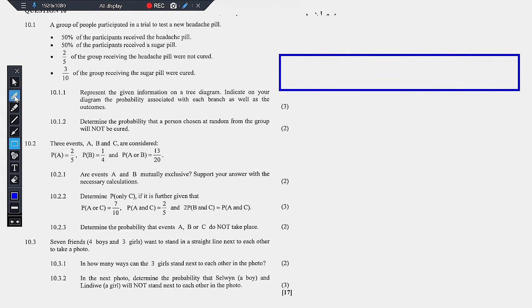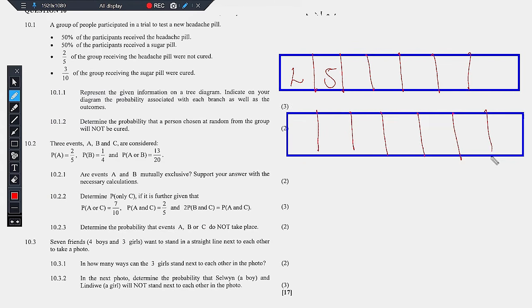Right. So number 1, we assume that yes, we have 7 friends. 1, 2, 3, 4, 5, 6, 7. But then now we want to group Lindiwe and Selwyn. So Lindiwe, Selwyn, or it can be Selwyn, Lindiwe. So these are 2 different ways in which we can place the girl and the boy.